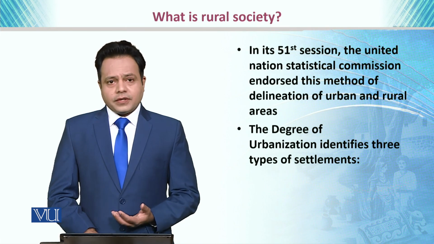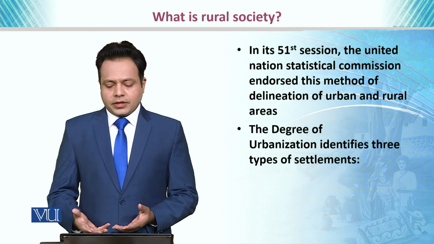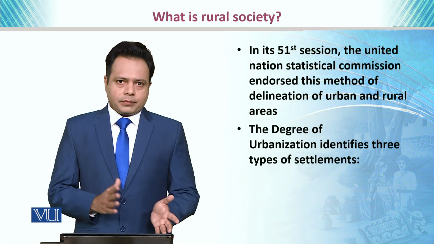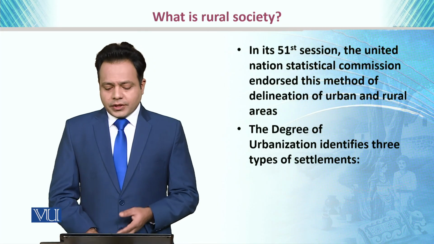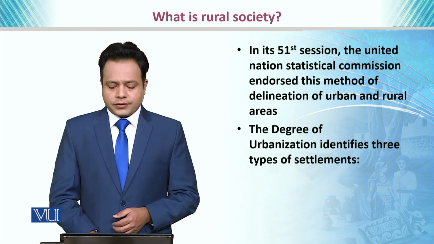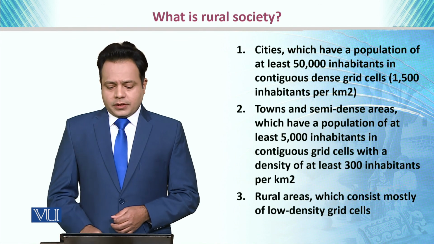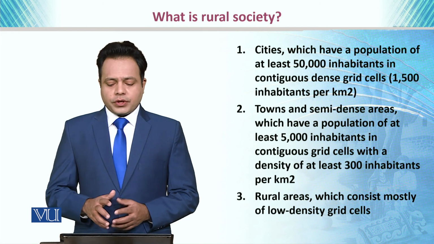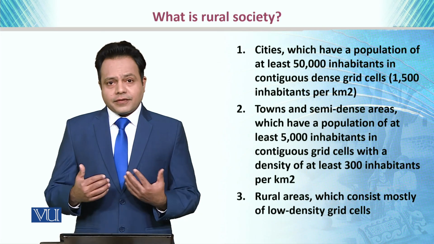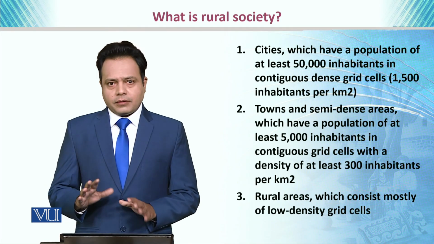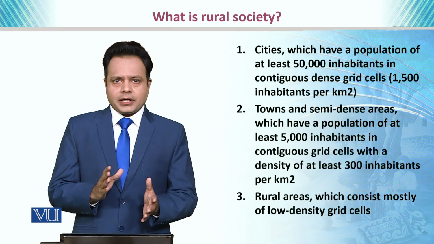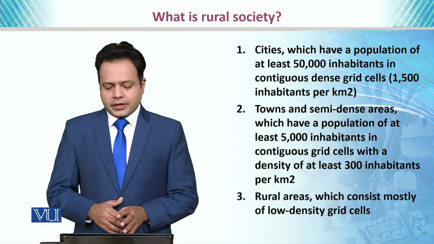In its 51st session, the United Nations Statistical Commission endorsed this method of delineating the rural and urban distinction. So the degree of urbanization is identified based on 3 important characteristics. Number 1, cities which have a population of at least 50,000 inhabitants with the dense grid of cells, like minimum 1,500 inhabitants per square kilometer. That's a yardstick to define the population density in the urban areas.